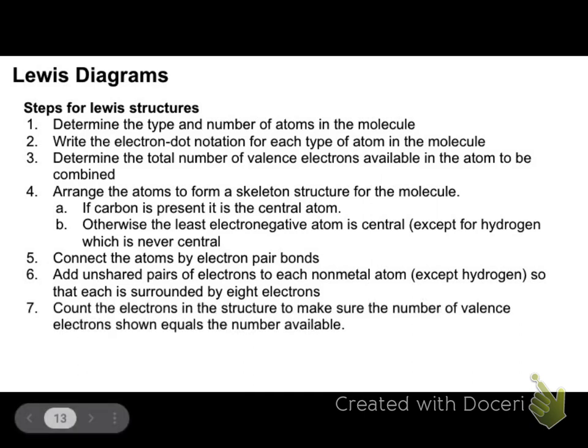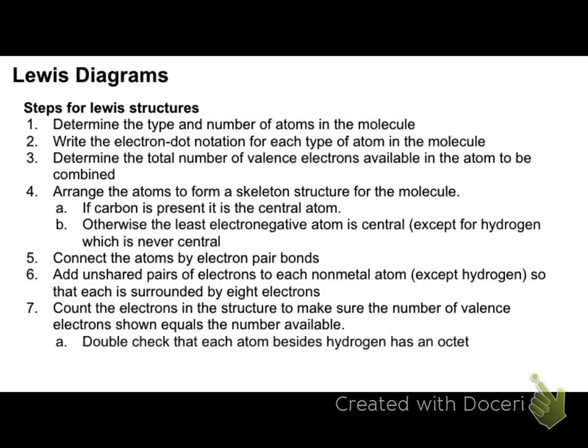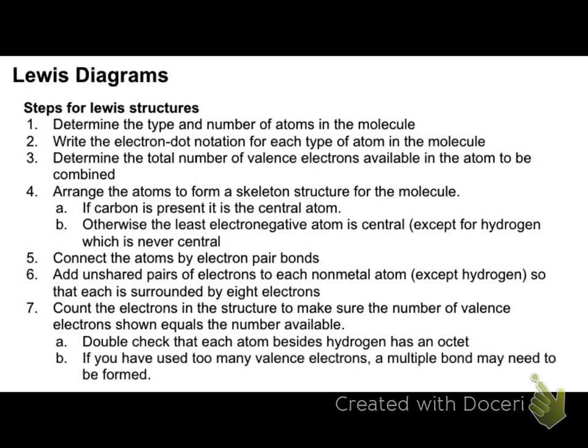Okay? Then I'm going to count how many electrons are in my structure to make sure the number of valence electrons equals the number I said I should have at the beginning. And then if they all have 8 and that number is not correct, if I have not enough, I will go back in and make sure everything has 8. If I have too many, then I need to check and see where a multiple bond is going to form, because that's how I'm going to eliminate some. All right, we're going to try this now, okay?